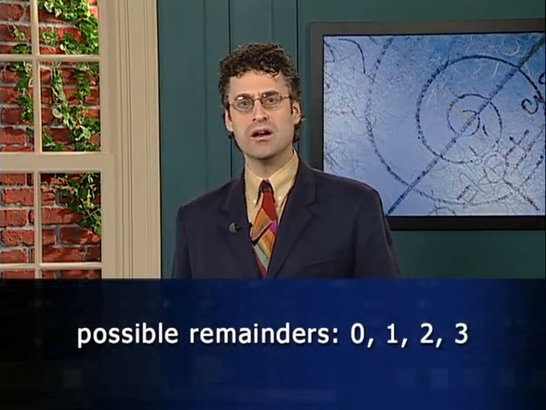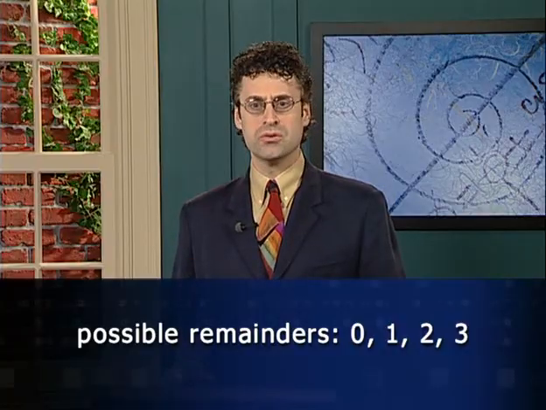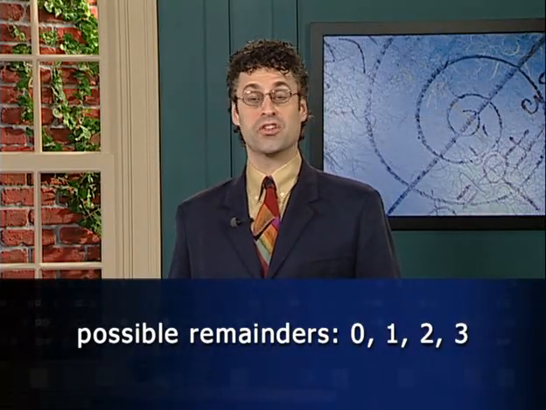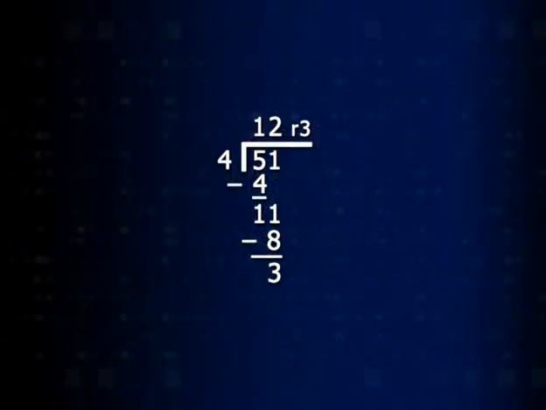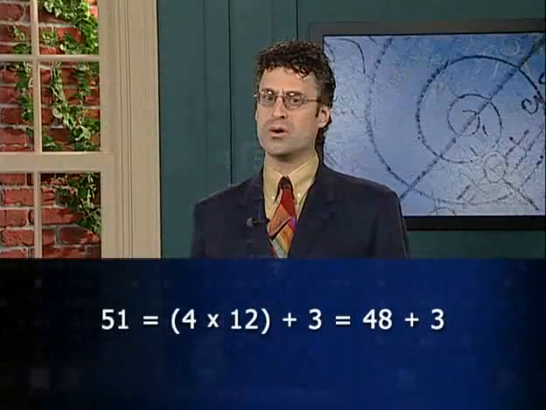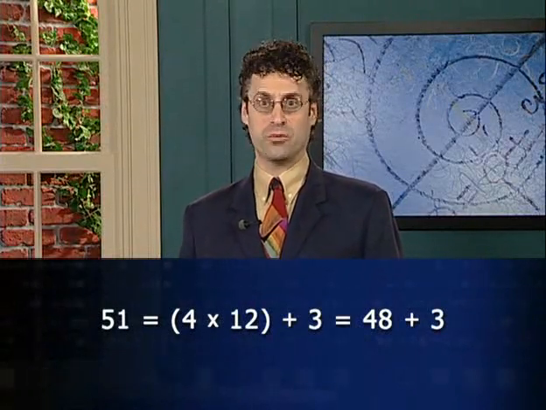Well, suppose now that we're asked to divide 51 by 4. Before we even embark upon this division challenge, we wonder what are the possible values for the remainder. Well, in this example, because we're dividing by 4, the possible remainders are 0, 1, 2, and 3. Those are the only possible remainders. Well, 4 goes into 51 12 times, and we're left with a remainder of 3. And in fact, we could check that 51 actually equals 4 times 12 plus 3, or 48 plus 3, which is 51.